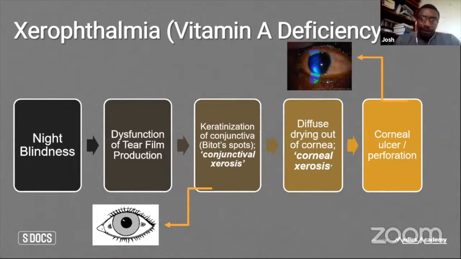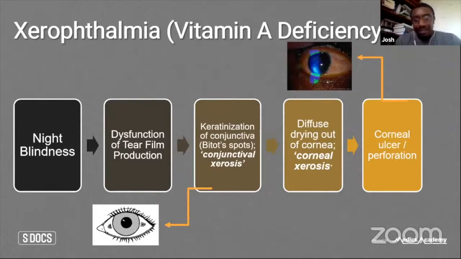You might get keratinization of the conjunctiva, known as Bitot's spots or conjunctival xerosis, which this image is showing here. It's in the equator of the eye. So those are Bitot's spots. And after that, you might get even more severe effects, the diffuse drying out of the cornea, corneal xerosis. And as those of you who have had or are going to have ophthalmology placements will find out, once you dry the cornea out, you're removing one of its main protective factors. You're going to make it very vulnerable to infection, ulcer, and perforations as well.